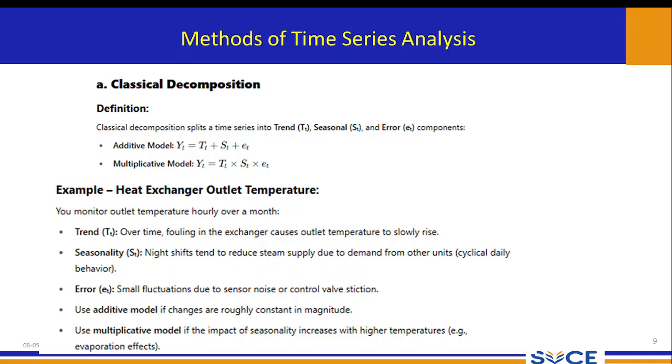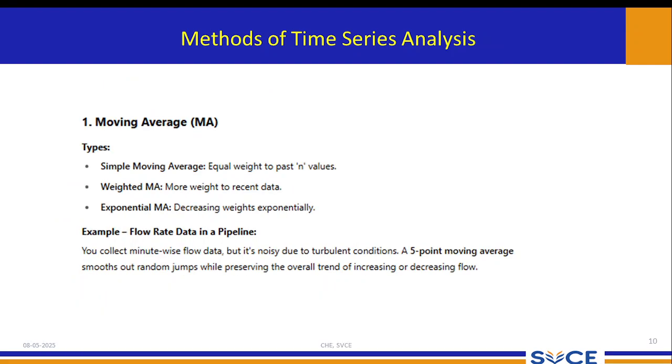use the multiplicative model if the impact of seasonality increases with higher temperature. When do we need to go for an additive model, and when for a multiplicative model? If the changes are roughly constant in magnitude, then we go for an additive model. If the impact of seasonality increases with higher temperature, then we go for a multiplicative model. Example: evaporation effect. Okay, so coming to the moving average.